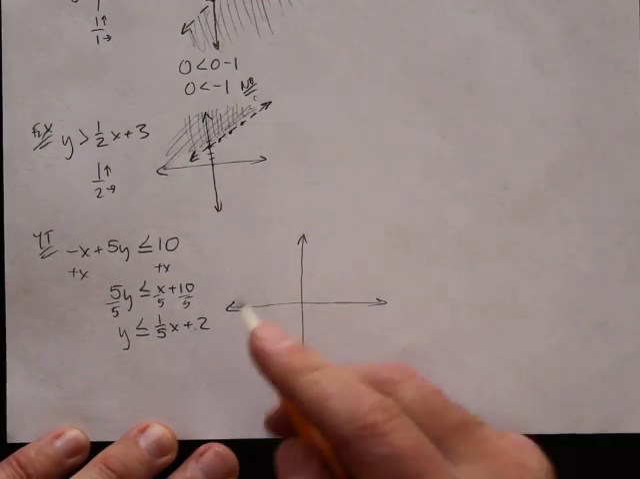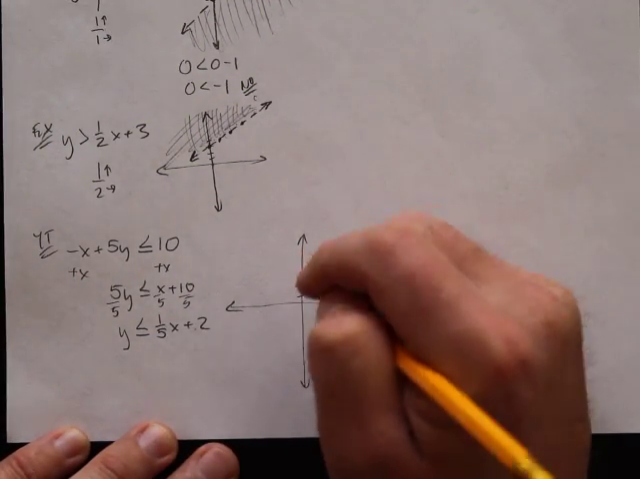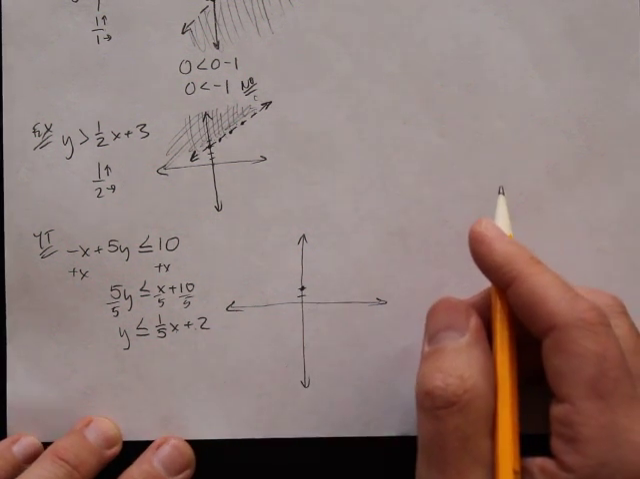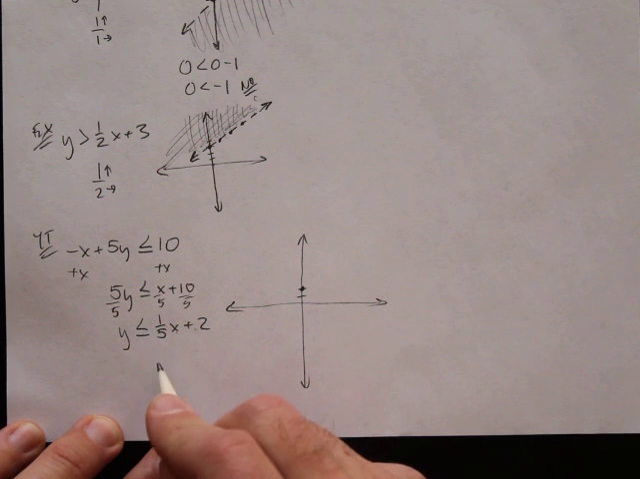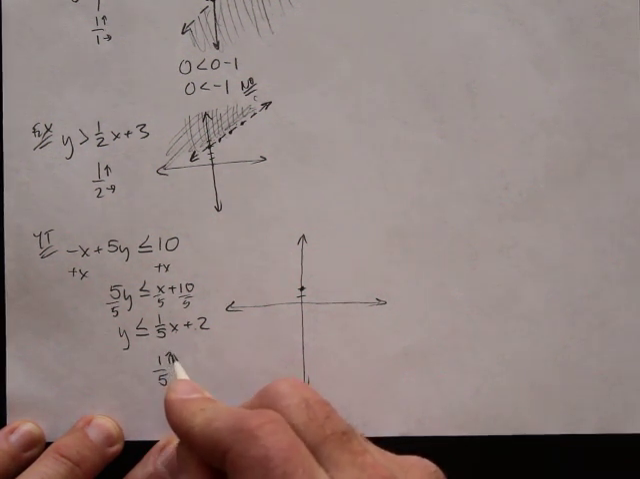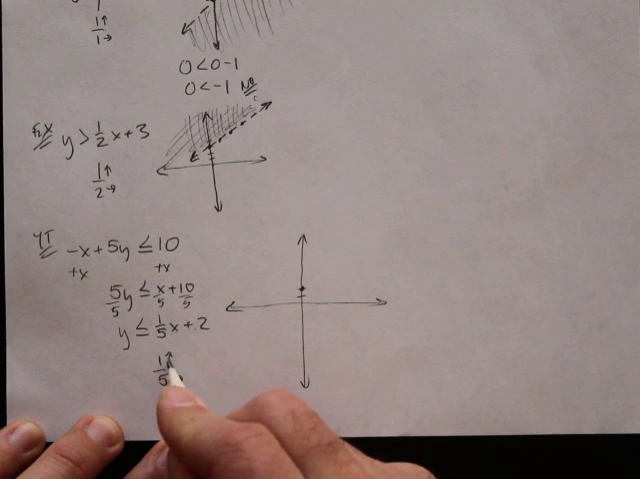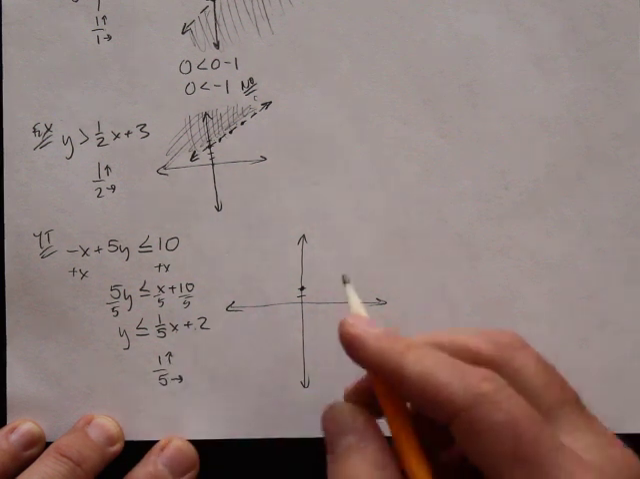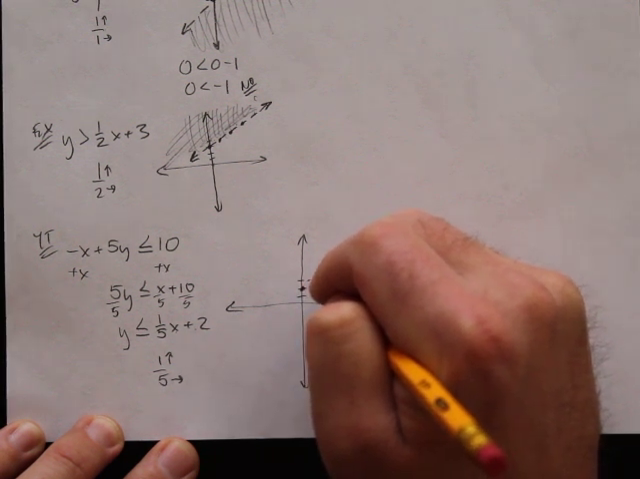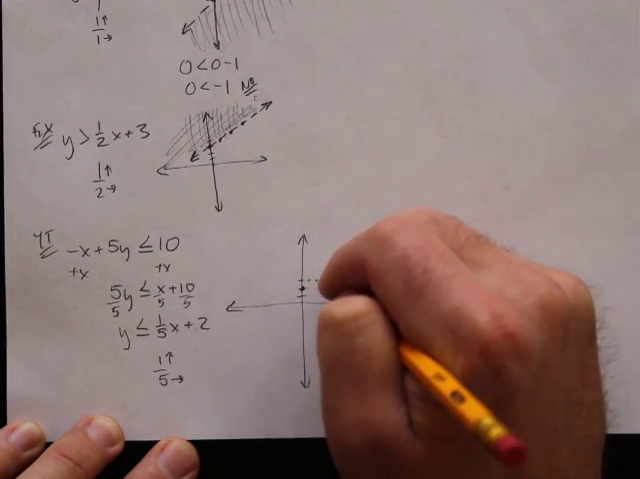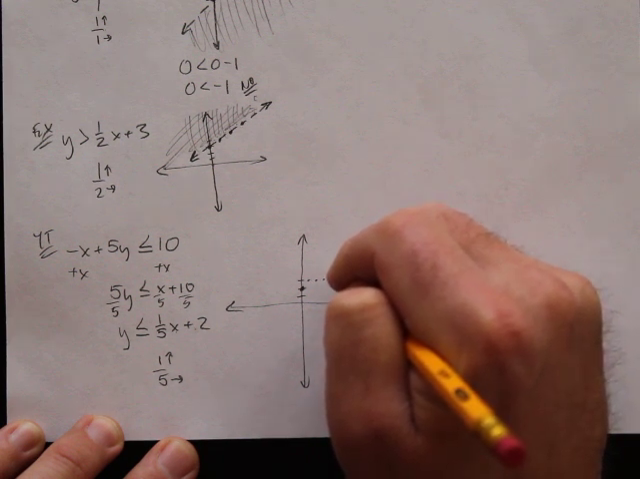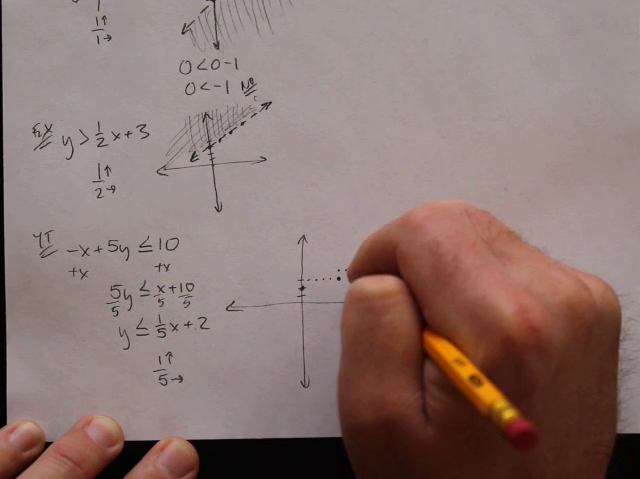Okay, plus 2. 1, 2 is my y-intercept. So there's my point, (0, 2). Now I'm going to rewrite my slope. It's already a fraction. I'm going to rewrite it here so I can put some arrows on it. Up 1 to the right 5. Up 1 to the right 5, 1, 2, 3, 4, 5.